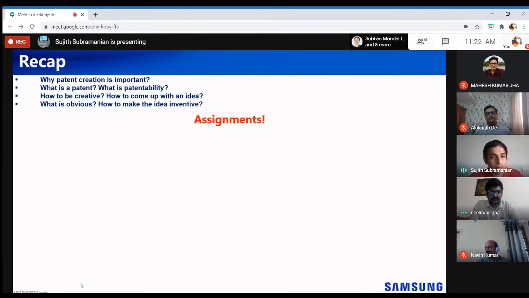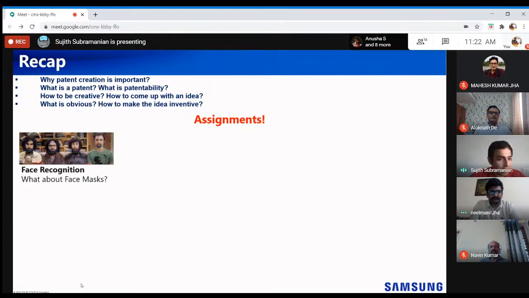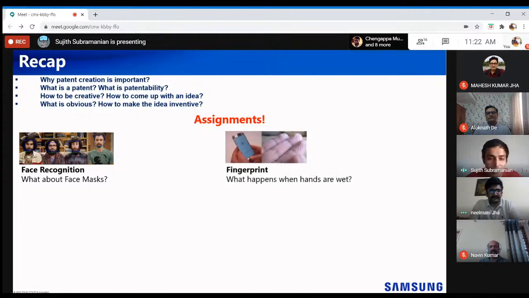Now remember, we've also given you some questions to think on. This is for you to work yourself. You can do it at your home. And we saw face recognition. We left some questions for you: with the COVID situation, people wearing masks, how can we still have ideas around it? With fingerprint, people washing hands very frequently, how can I make the fingerprint scanning still efficient and faster?